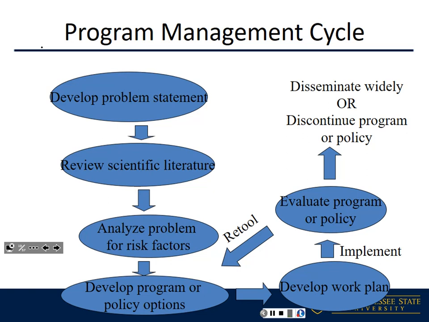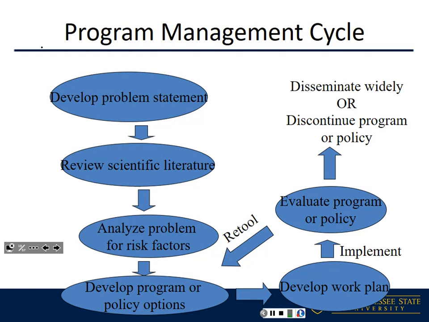We implement, we evaluate. Based on the findings of the evaluation, typically, as public health planners or public health managers or evaluators, we're going to make one of 3 recommendations. We're either going to recommend that our program be disseminated widely if the evaluation finds that it was successful in achieving its objectives, or we will recommend discontinuing the intervention if the evaluation finds that we were not successful in achieving our objectives, or we will recommend revising and retooling our intervention if the evaluation finds that some aspects of the intervention worked and other aspects need improvement. Okay?